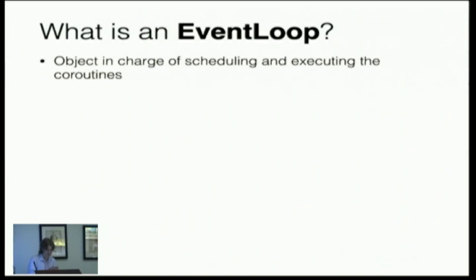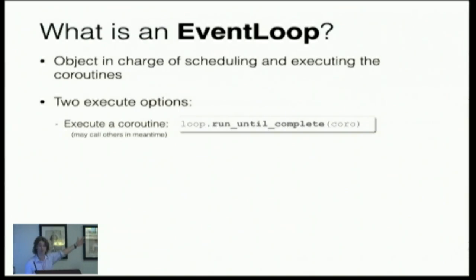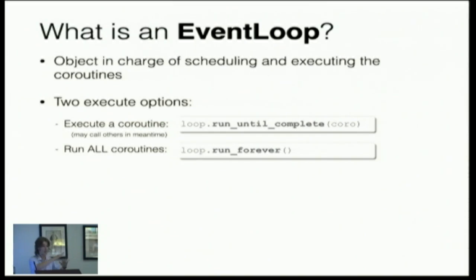So the event loop, it's kind of a simple idea. This is the thing that actually executes the coroutines. You have this run until complete, which I just explained, will run the coroutine you give it. It may call others. It's not going to put that one in priority. Or you can create a bunch of coroutines, add them to the event loop, and then say run forever, and it will run all these coroutines that you've created. Coroutine generators that have been added to the event loop.